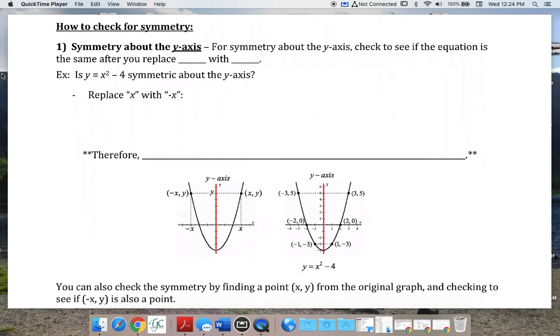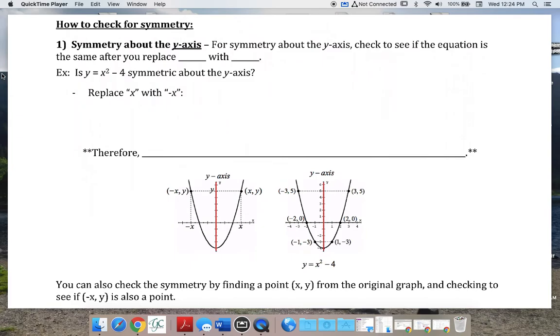So starting with y-axis symmetry, like I mentioned before with the ordered pairs, we check to see if the equation is the same when we switch out the x values. So if we replace a positive x with a negative x, do we end up with the same equation? They've given us a sample equation here of y equals x squared minus 4. Where we have this x in our equation, we're going to replace that with negative x. And when we simplify this, if we still end up with the equation x squared minus 4, then this graph is symmetric about the y-axis. If it gives us a new equation different from x squared minus 4, then this graph is not symmetric about the y-axis.